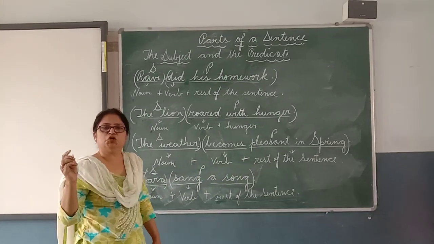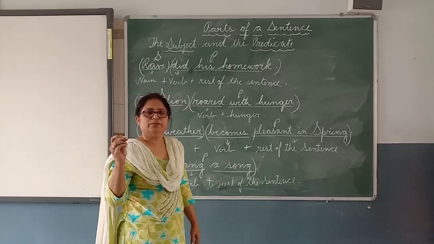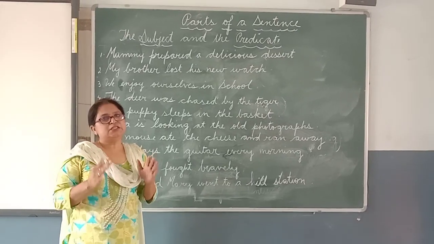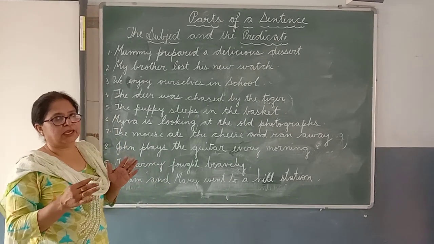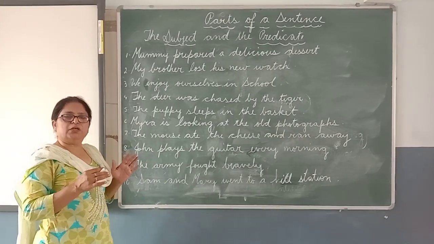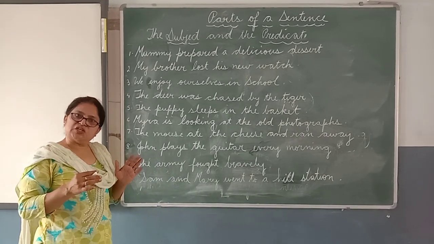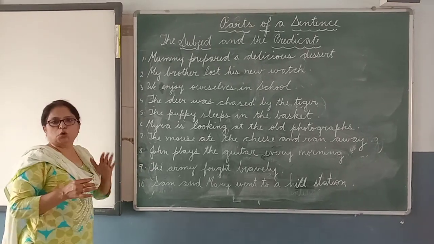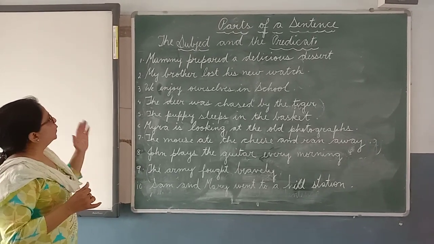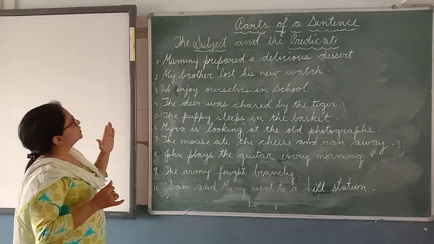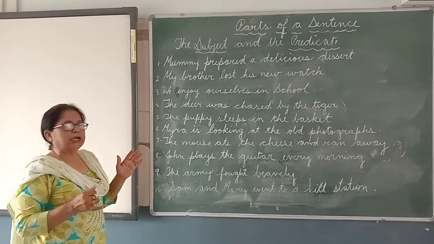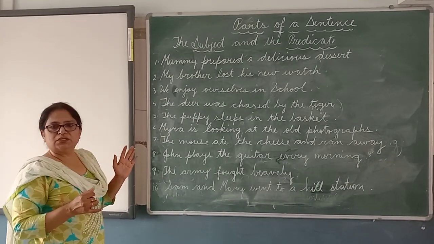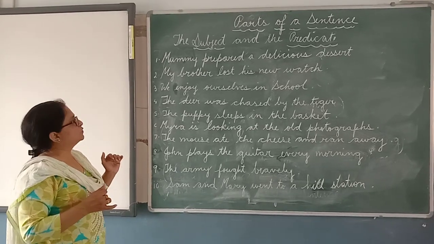I hope it's clear, children. Now children, let's do exercise A from page 7 of your English language book, that is Joyful Learning. Pay attention on the board. We are going to circle the subject and underline the predicates in these sentences.